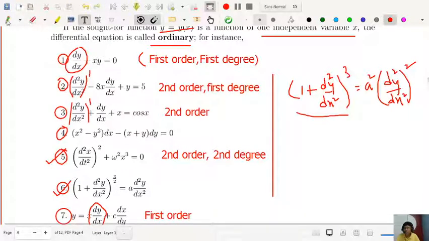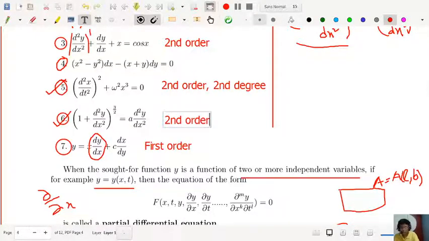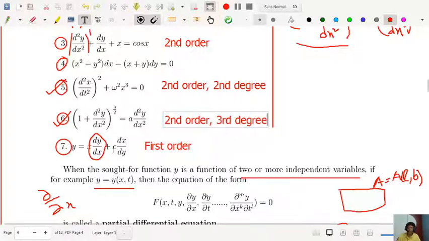So this is a second order third degree differential equation.